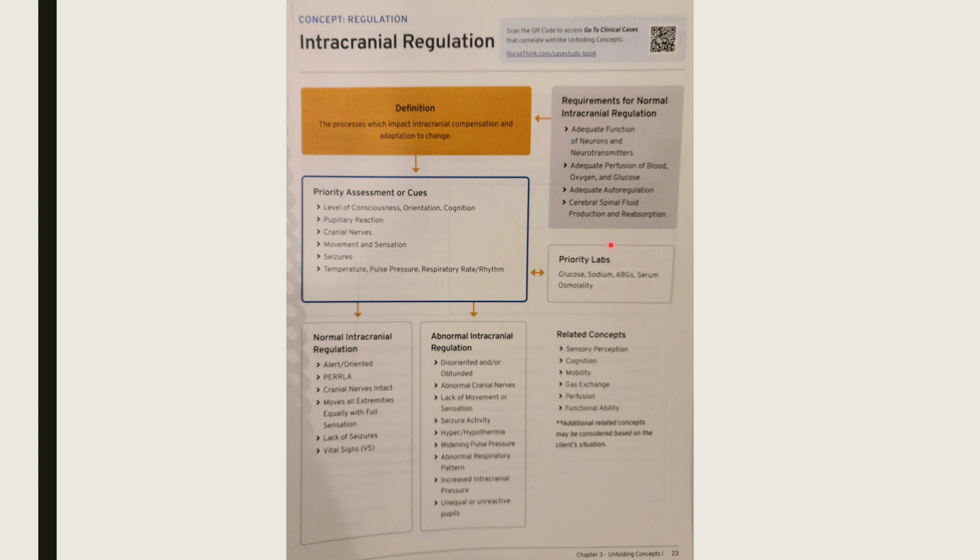Priority labs: glucose, that is something that the brain needs. That's its energy source. Sodium, a lot of sodium and neuro goes together. That's a lot of your action potentials. Sodium is outside of the cell and it goes inside, and it's how everything works basically. Arterial blood gases, and then serum osmolality. And related concepts, cognition, perfusion.